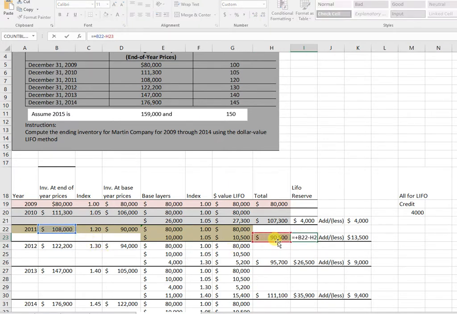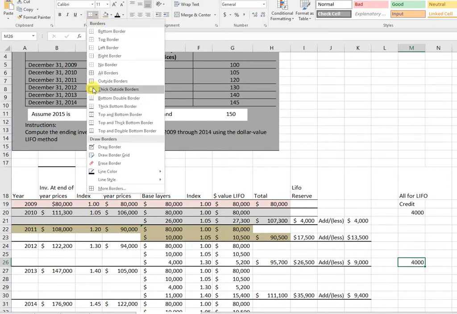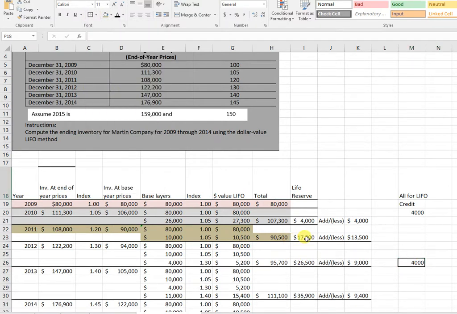I have my 108,000 minus my 90,500. So I need my reserve to be down here, 17,500. So what I need to add is 13,500 to get it up to 17,500. So in my allowance for LIFO, I'll add 13,500. So I debit cost of goods sold, credit allowance for LIFO reserve for 13,500.